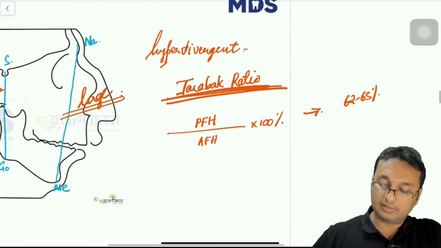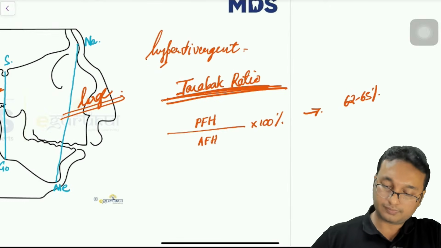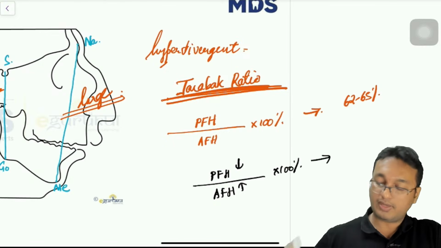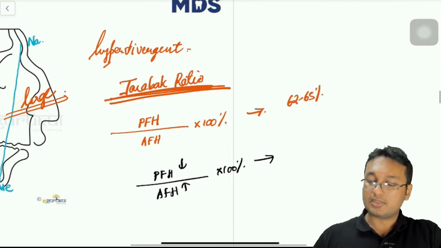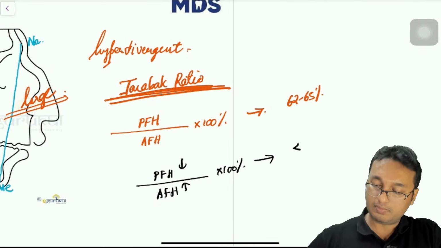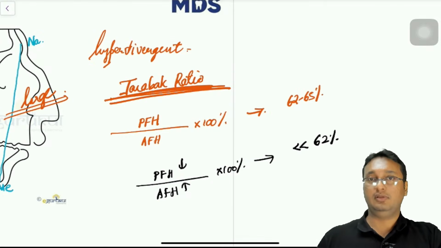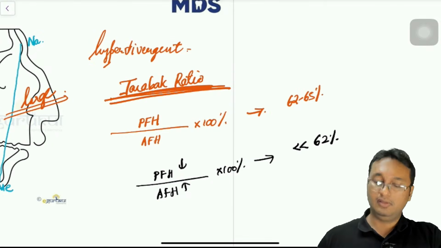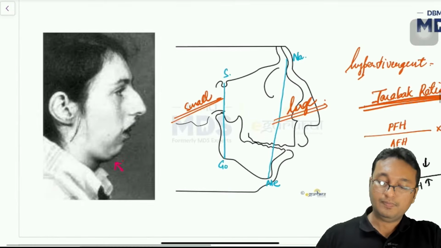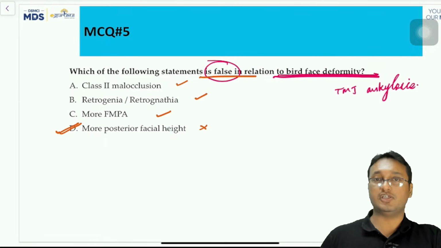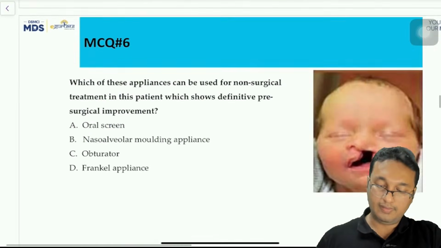Now in this case, the posterior facial height is reduced and anterior facial height is increased. So what exactly are you going to get here? You're going to get a value which is much less than 62%, indicating a vertical growth pattern, severely vertical growth pattern. Okay, so the parameter which is false is more posterior facial height, right?